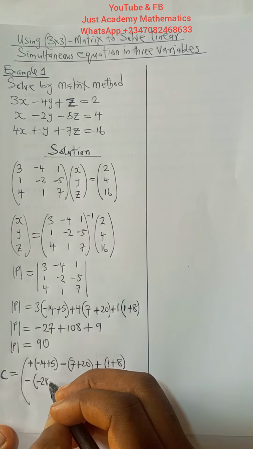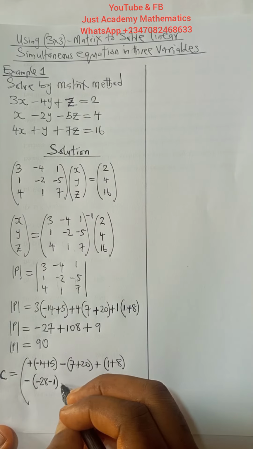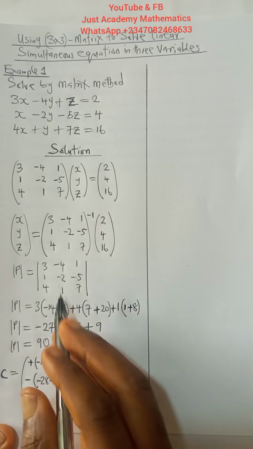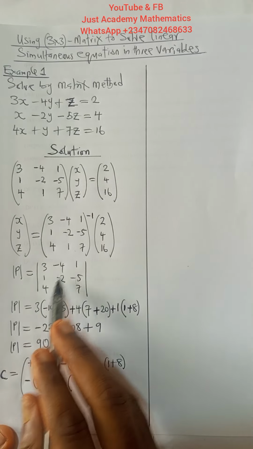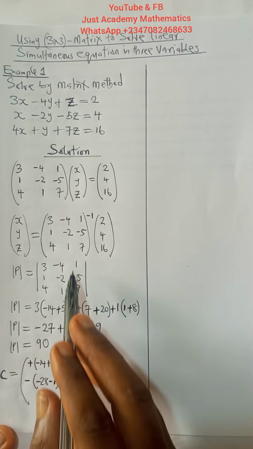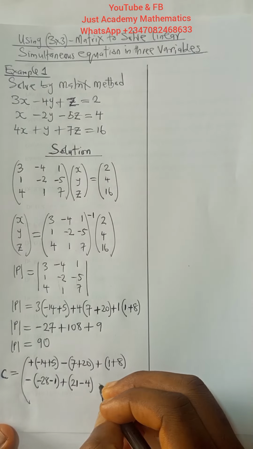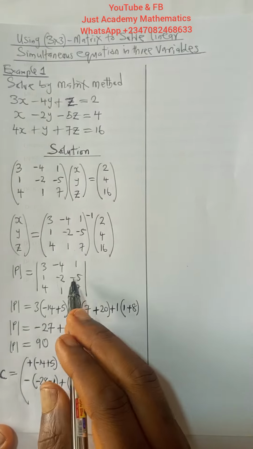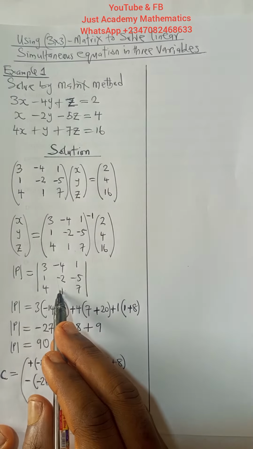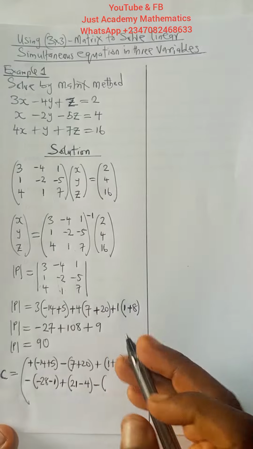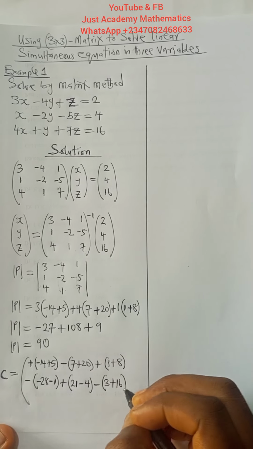Then minus 1. Are you with me? So we have plus here now, out. We are left with 21 minus 4. So we'll go with minus now here, which is out. We're left with 3 minus 16. Minus is plus. That is 3 plus 16.